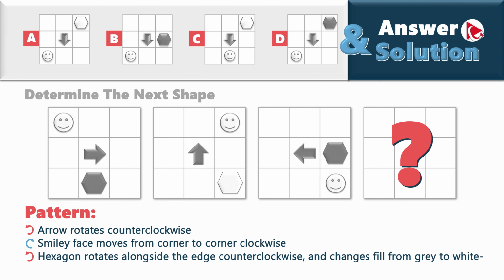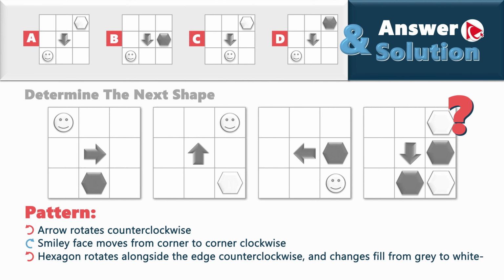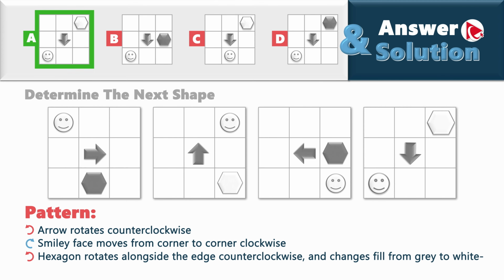With that in mind, let's determine the final shape. Based on our logic, the arrow should be pointing at 6 o'clock. The hexagon should have white fill and should be in the upper right corner. And smiley face should be on the opposite side of hexagon in the bottom left corner. So the correct answer here is choice A.